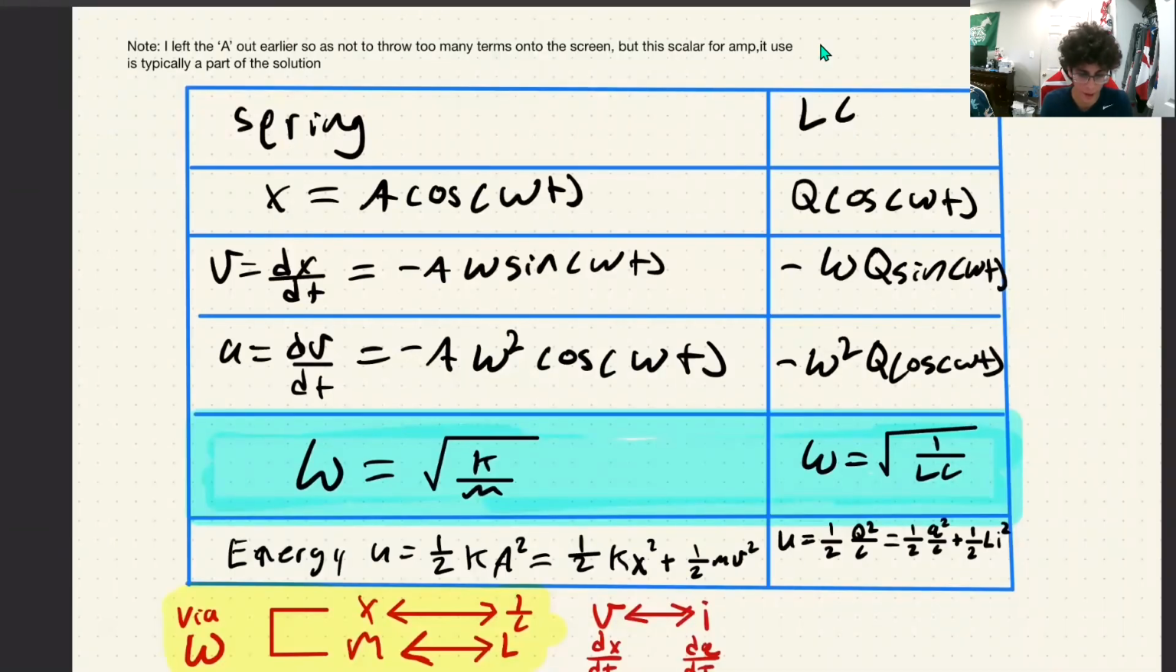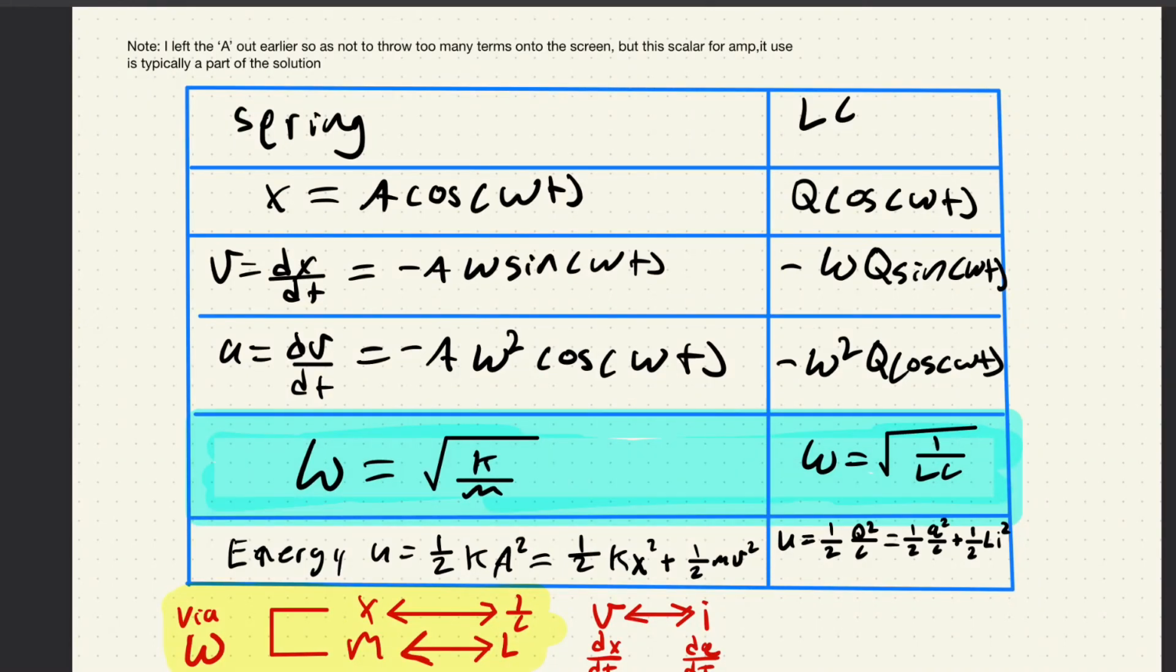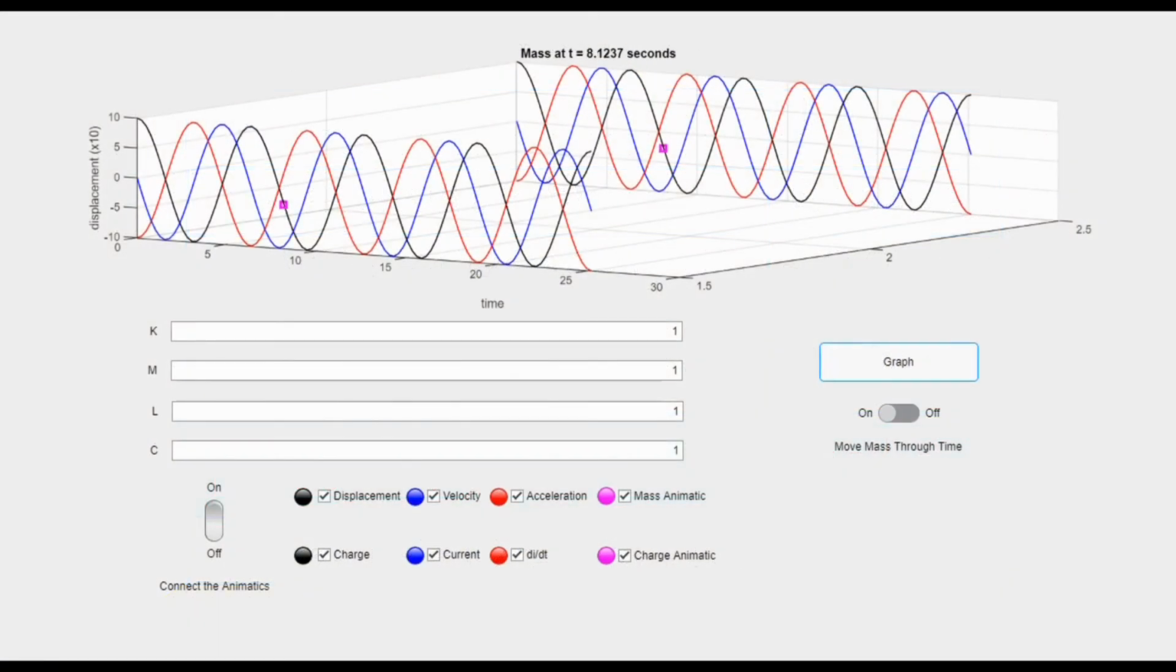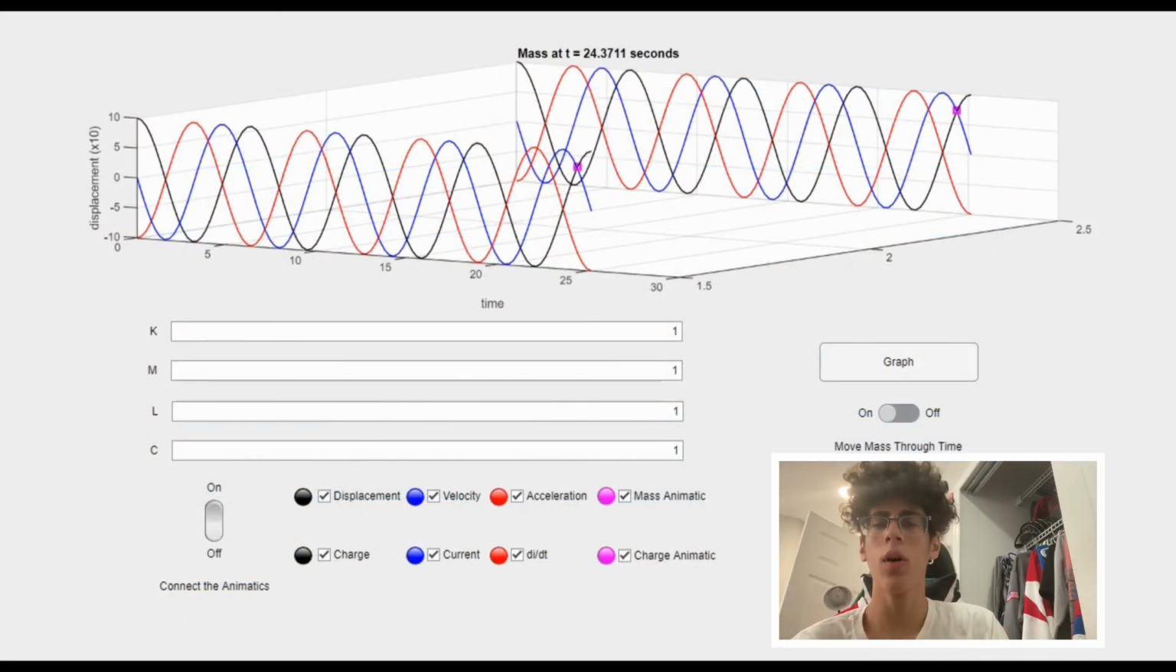And here we have it all laid out very nicely. Now, if we let omega equal 1 for both systems, we can see that the motion of the mass on the spring is the same as the charge in the LC circuit that allows the radio to select for certain frequencies. And that is beautiful.